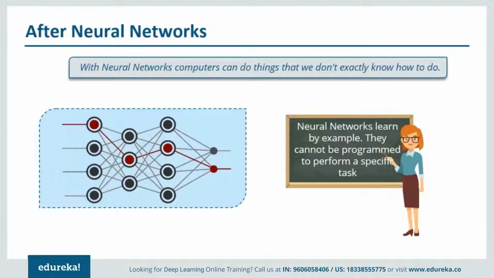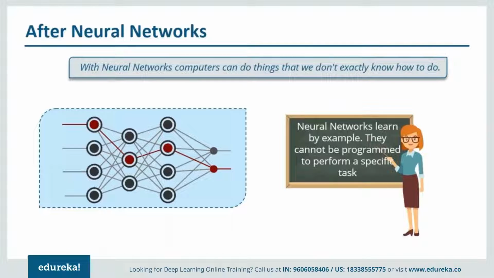So neural networks basically process information in a similar way the human brain does. And these networks actually learn from examples. You cannot program them to perform a specific task. They will learn from their examples, from their experience. So you don't need to provide all the instructions to perform a specific task, and your network will learn on its own with its own experience. Alright, so this is what basically a neural network does.